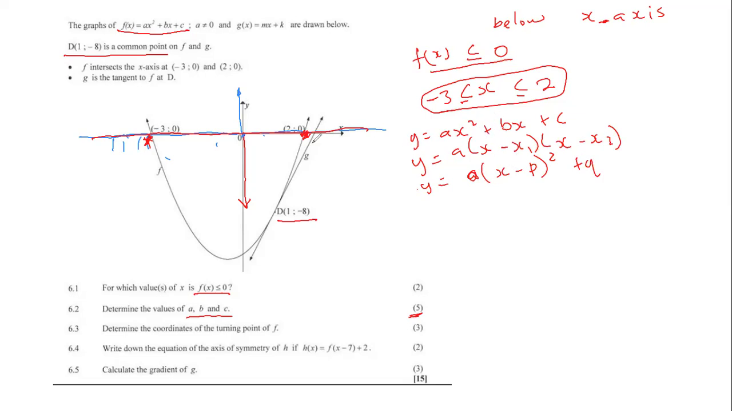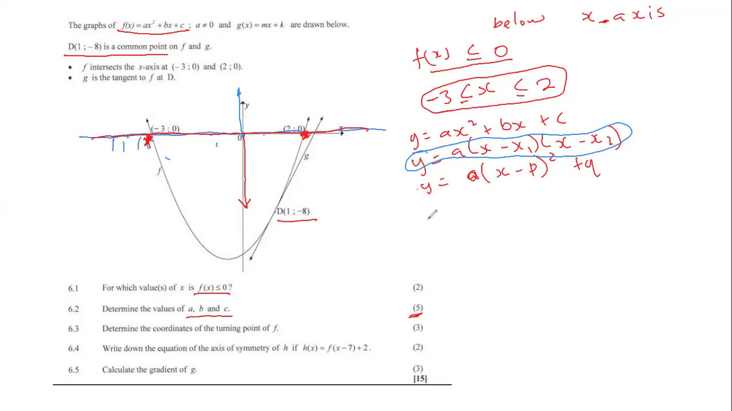But looking at this, we have the x-intercepts. Do you see? -3 and 0, 2 and 0. So we're going to opt for this one. Our life will be easy if we use this method, because we've got the x-intercepts.